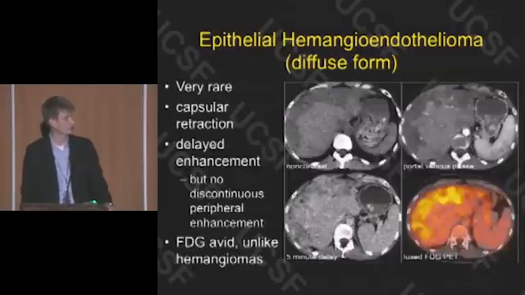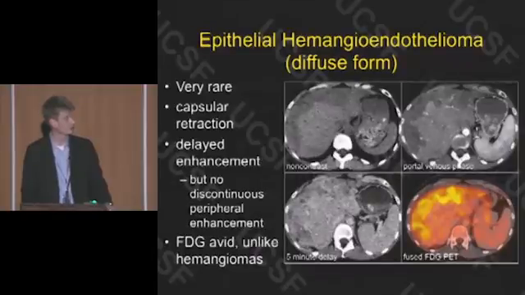Here's a different form. There's a diffuse form of a hemangioendothelioma that is typically peripherally based, hypodense on CT. These are very rare, unlikely to see it very often, but something to keep in mind if you see a regular peripheral lesion, obviously it will be hypermetabolic on FDG PET.